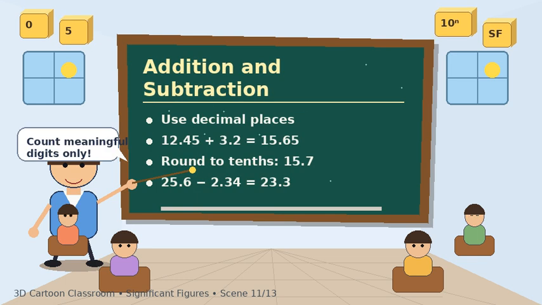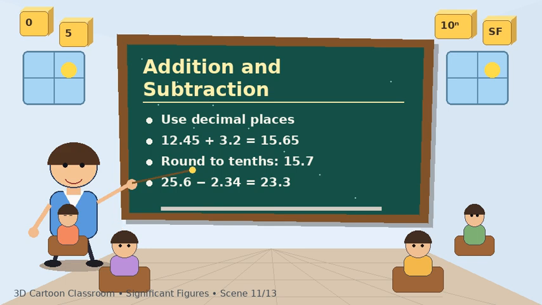For addition and subtraction, the rule is different. The final answer must be rounded to the same decimal place as the least precise quantity. For example, 12.45 plus 3.2 equals 15.65. The second number is precise only to the tenth place, so the final answer is 15.7. Similarly, 25.6 minus 2.34 becomes 23.3.